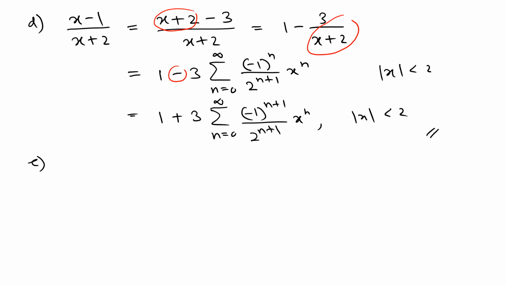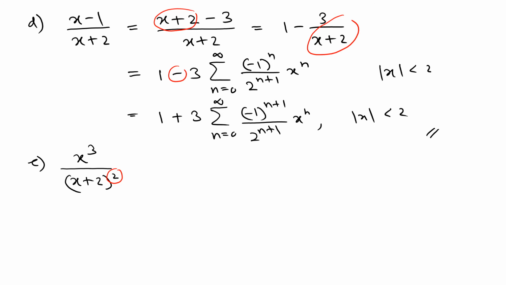Let's say we need the power series for x cubed over x plus 2 squared. So this is the special term that you're going to see, that is squared. How do we relate this to what we already know?